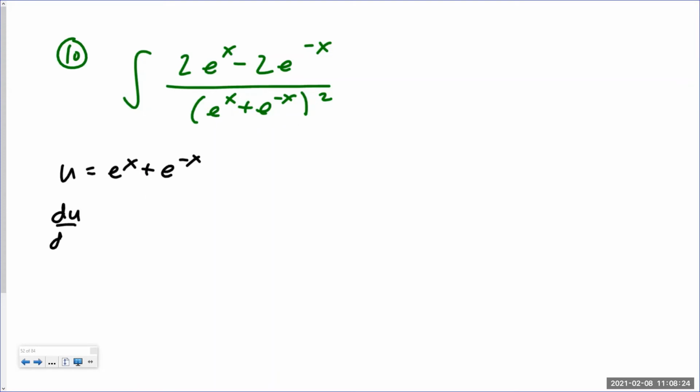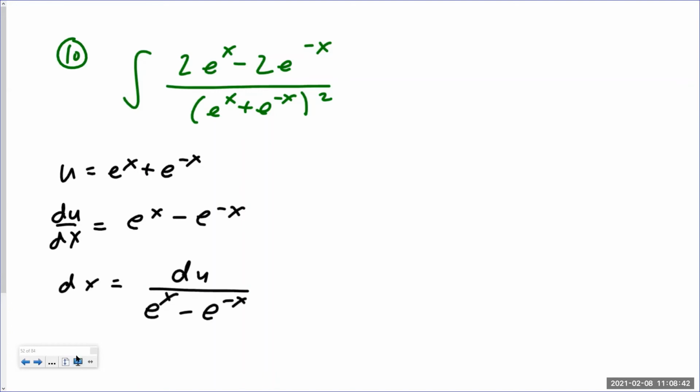So what I'm going to do is u substitution. What's the derivative of e to the x? e to the x times 1. What's the derivative of e to the negative x? Negative e to the negative x. Solve for dx. dx is du over e to the x minus e to the negative x. All right, I'm going to substitute 2 things. Ooh, I lost my dx, so this is actually important for u substitution. Usually the dx is not important, but it is if you're doing u substitution. So I'm going to replace 2 things. What 2 things am I going to replace?